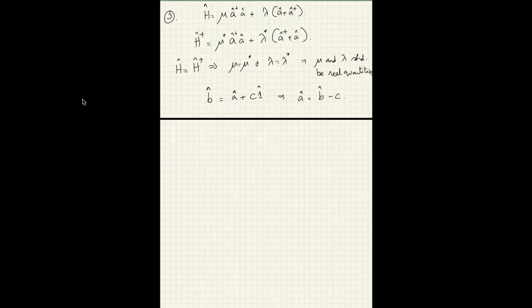Let me simply substitute this in the Hamiltonian. H equals mu times A dagger A, where A dagger would be B dagger minus C star and A would be B minus C, plus lambda times (B plus B dagger minus C minus C star). That is what it is. Is this clear?